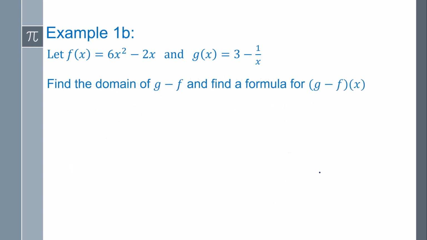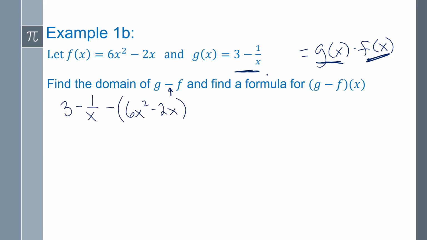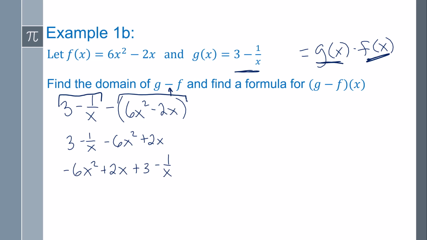Now we're going to find the domain of g minus f and find a formula for it. So remember, if we're subtracting, that means you take the functions and you subtract. Because it says g minus f, we're going to take our g function and subtract our f function from it. So there it is. This right here is our g function, and I'm subtracting my f function from it. Now I got to distribute that negative. And then now I rewrote it in descending order. So it's -6x squared, then I have the 2x, then the 3, and then the 1 over x.